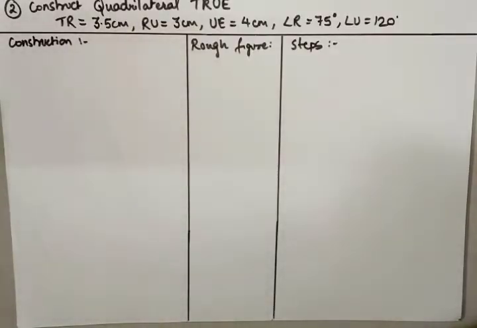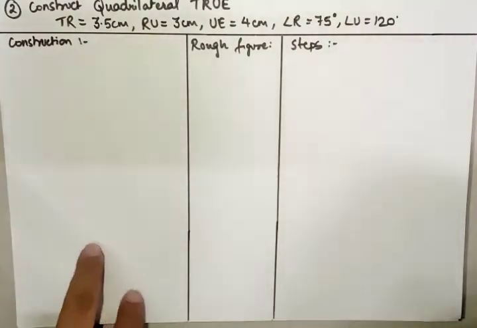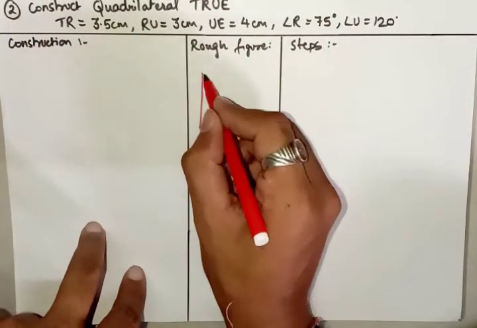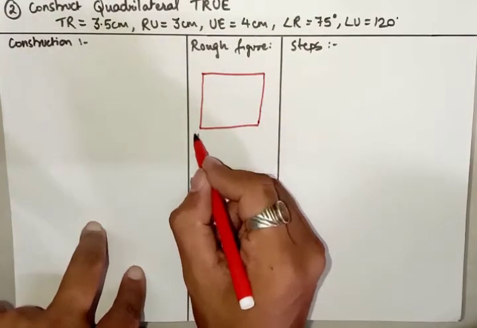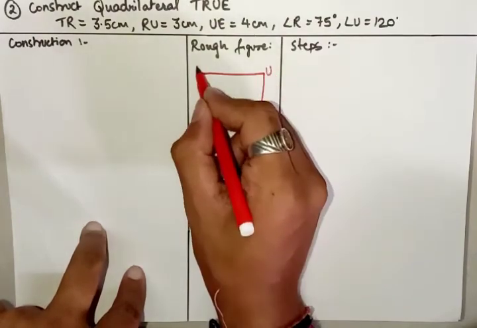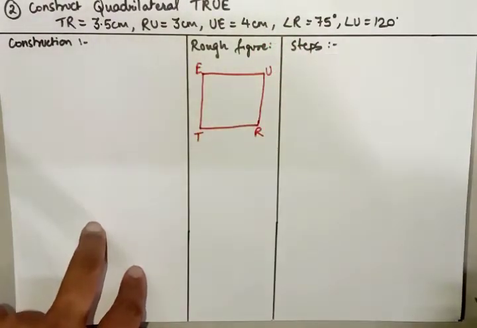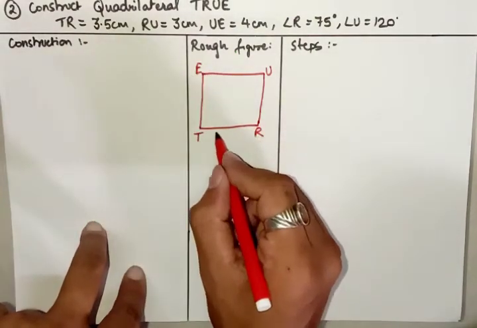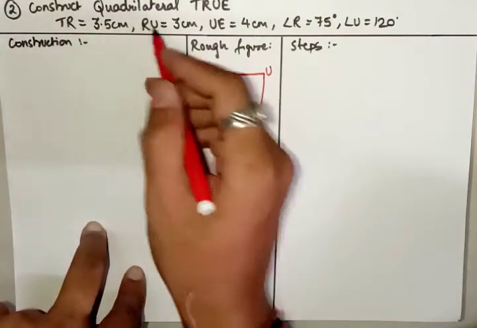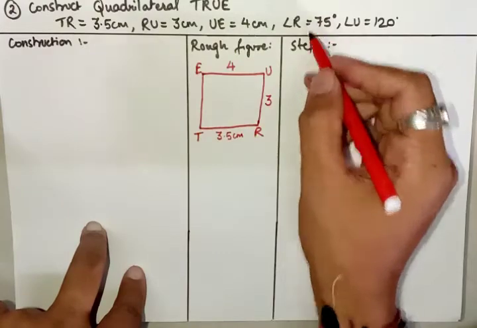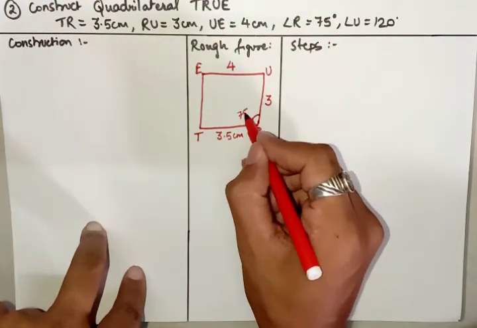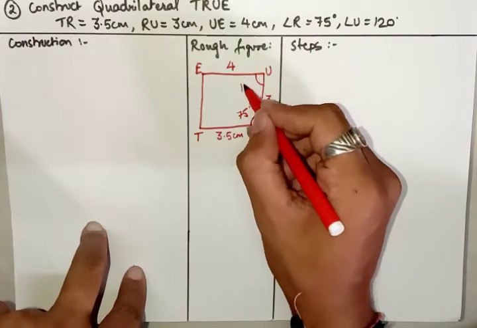So coming to question number 2 of the exercise, this exercise has only 2 questions. Again we have to construct a quadrilateral TRUE. So I am drawing a rough figure. TRUE is the quadrilateral we have to draw. TR is 3.5 centimeter, RU is 3 centimeter, UE is 4 centimeter, angle R is 75 degree and angle U is 120 degree.